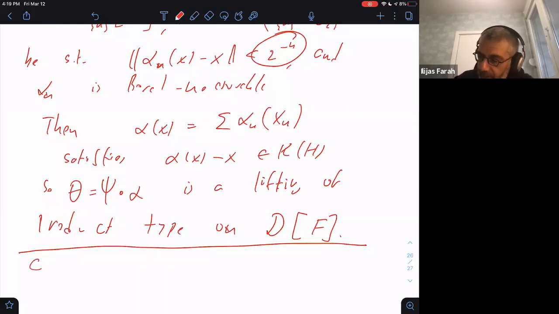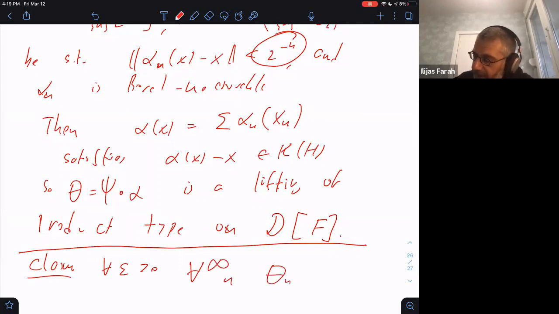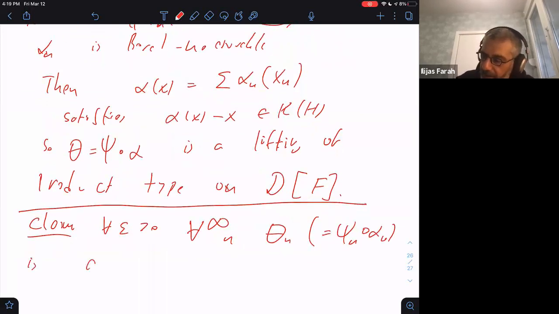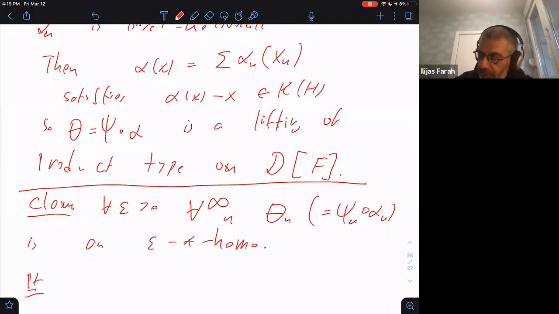Now claim: for every epsilon greater than 0, for all but finitely many n, theta n, and theta n is just the composition of Cn and alpha n, is an epsilon star homomorphism. Right, so basically I'm claiming that I don't need to do anything, that already the map that I have does the job. And what is the proof?